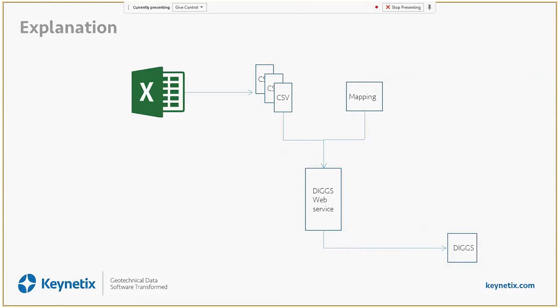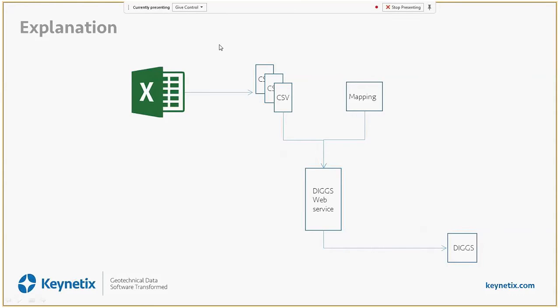So what we've done for Keynetix for this project is that we've written an add-in for Microsoft Excel that creates these CSV files in the correct format, that allows you to add or manipulate this mapping file, and then after it's created the files, it makes the web service call to the DIGGS web service, and it waits for it to finish, and then it allows you to view the DIGGS file.